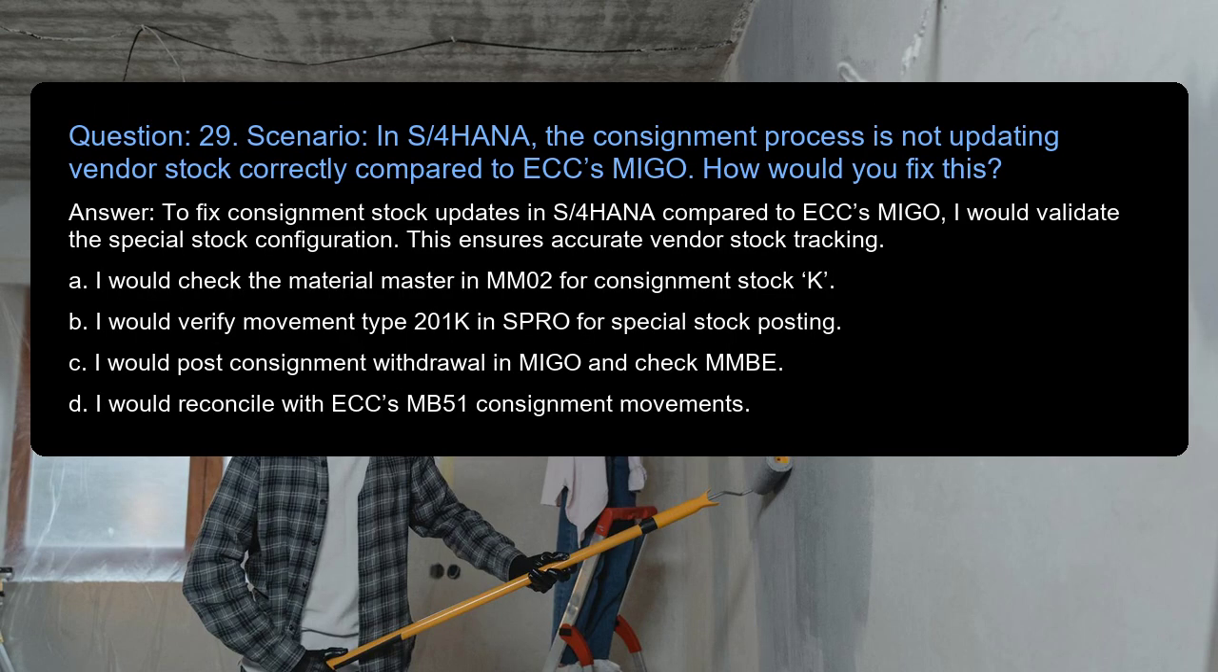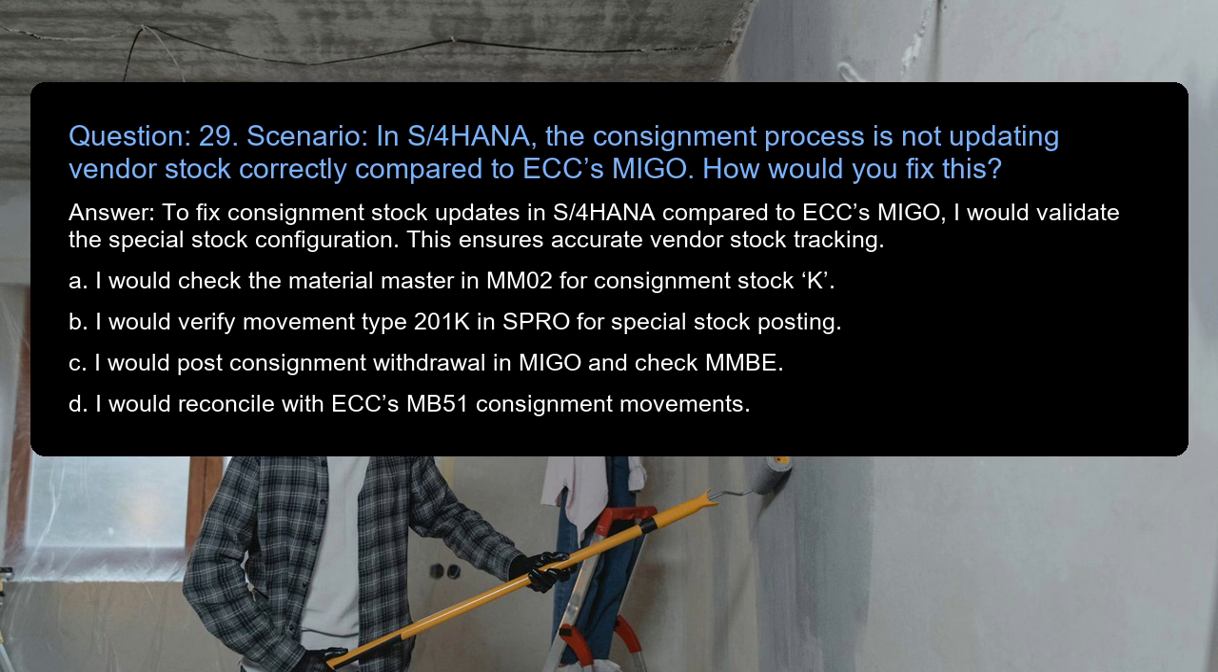Question 29. Scenario: in S/4HANA, the consignment process is not updating vendor stock correctly compared to ECC's MIGO. How would you fix this? Answer: to fix consignment stock updates in S/4HANA compared to ECC's MIGO, I would validate the special stock configuration. This ensures accurate vendor stock tracking.